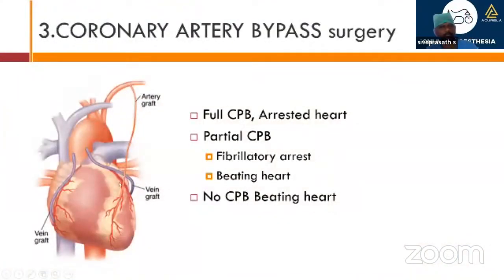CABG, there's a block in the coronary artery. You have to bypass that and give a distal perfusion. You can do it by 3 methods. Either you can go for a full CPB, the arrested heart, or a partial CPB and produce a fibrillatory arrest, or a beating heart. The main advantage is, if the heart is good, you can go with the no CPB and a beating heart.